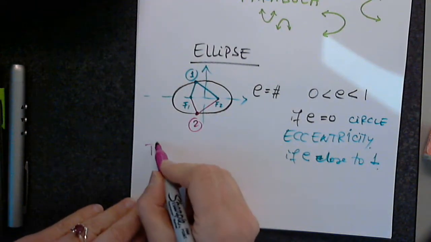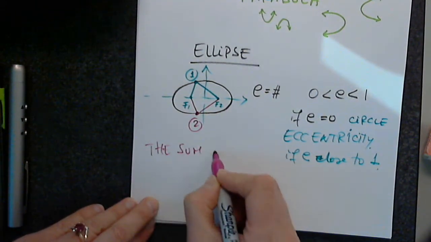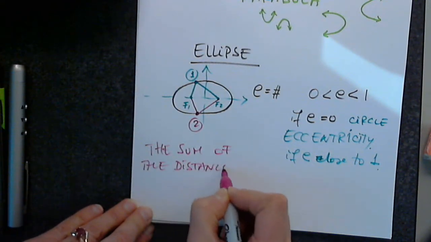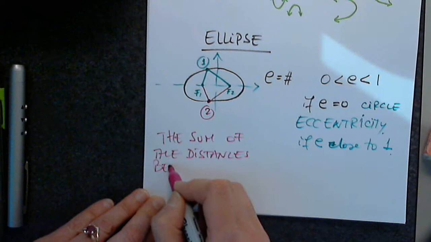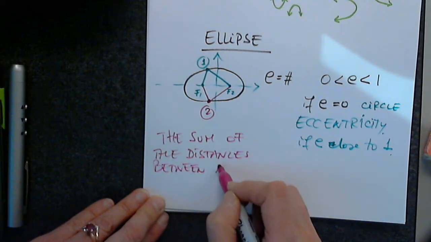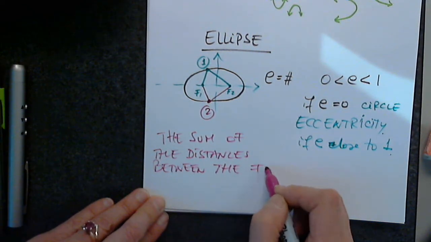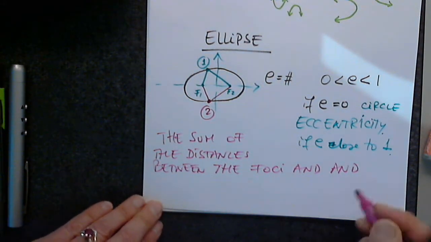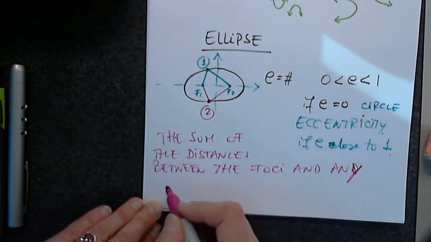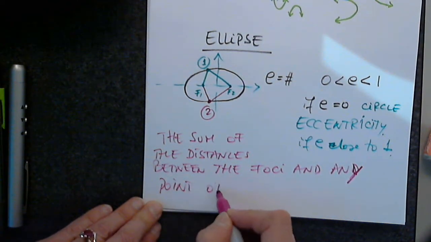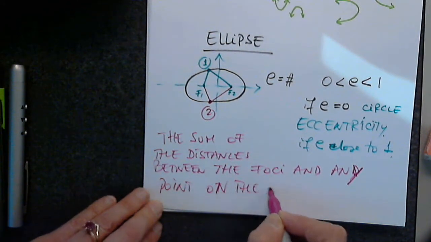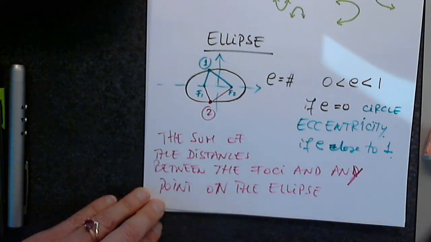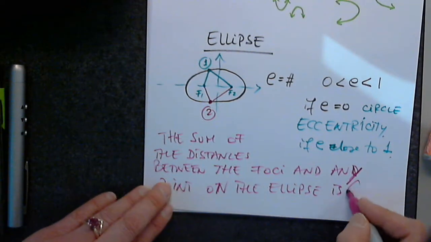So the sum of the distances between the foci and any point on the ellipse is constant.